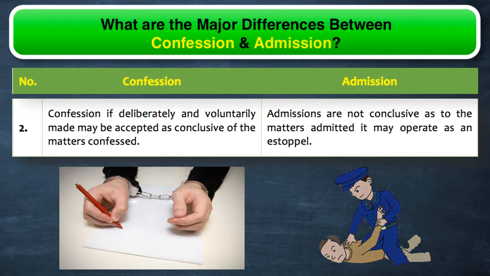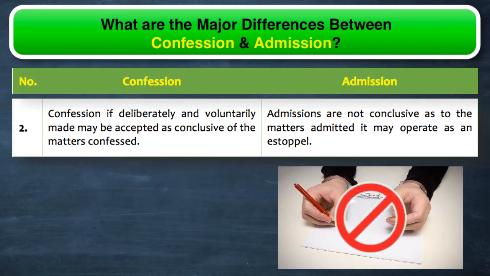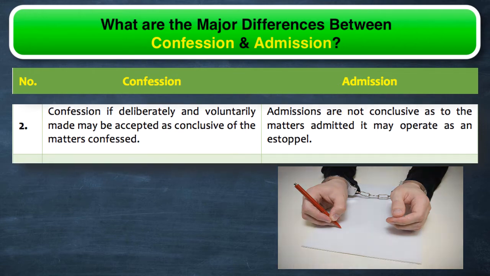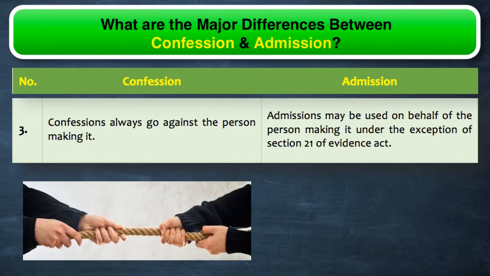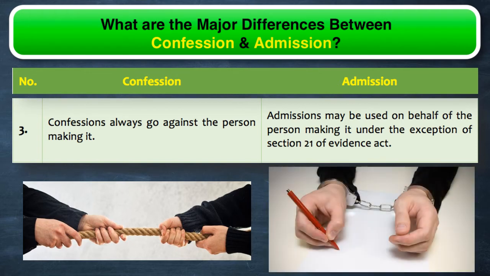Whereas admissions are not conclusive. As to the matters admitted, it may operate as an estoppel. So admission needs some more verification. The third difference is that confessions always go against the person making it. See, the nature of confession is that an accused, if confessing his or her offense, is going against himself or herself only.